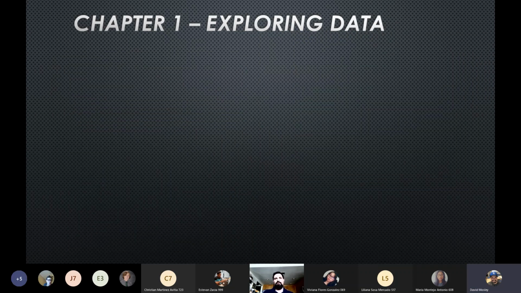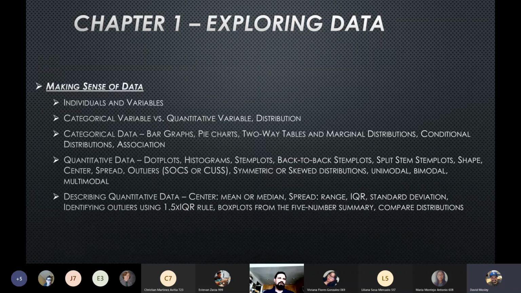All right, we go to chapter 1, exploring data. This is where we learn to make a little bit more sense out of data. We learn some vocabulary about what an individual is and what a variable is. Variables are things that describe characteristics of individuals. We have categorical variables and quantitative variables, and either of those can be described with a distribution.